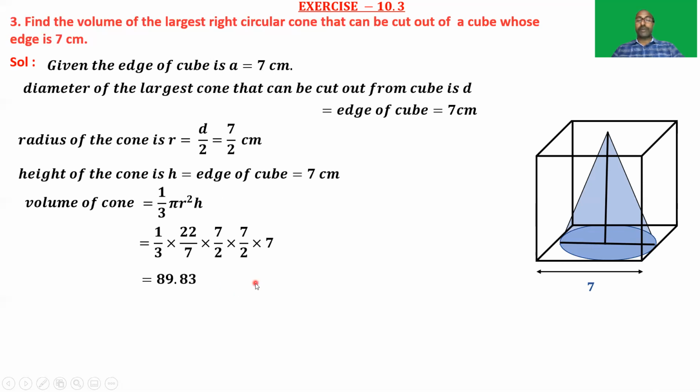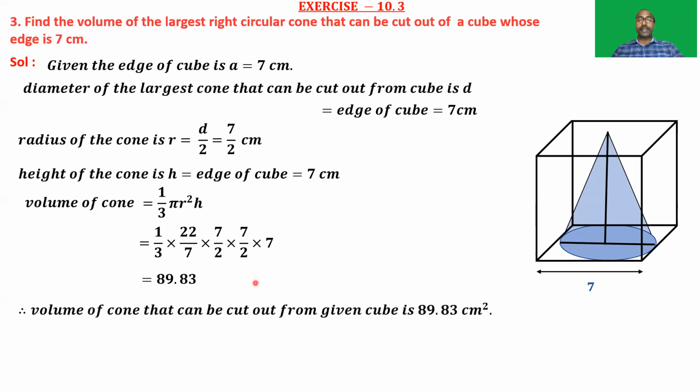So the volume of the cone that can be cut out from a cube of edge 7 centimeter is 89.83 centimeter cube. Okay, so here write centimeter cube. So take another one.